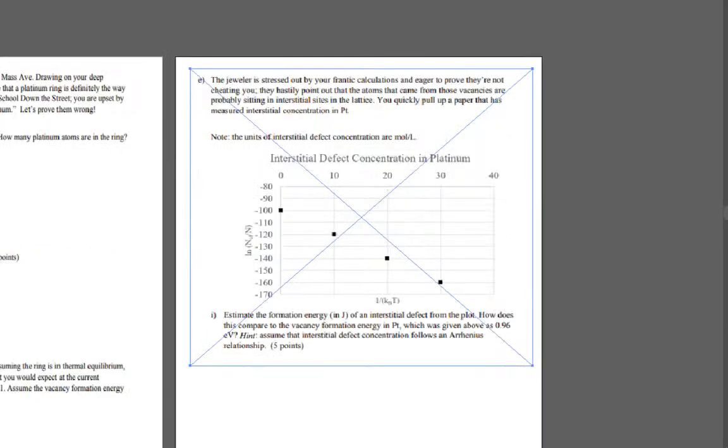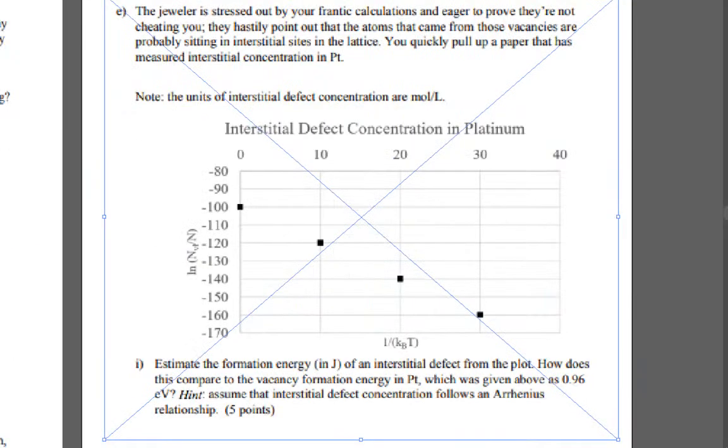The jeweler is stressed out by your frantic calculations and eager to prove they are not cheating you. They hastily point out that the atoms that came from those vacancies are probably sitting in interstitial sites in the lattice. You quickly pull up a paper that has measured interstitial concentrations in platinum. Note the units of interstitial defect concentrations are big M.